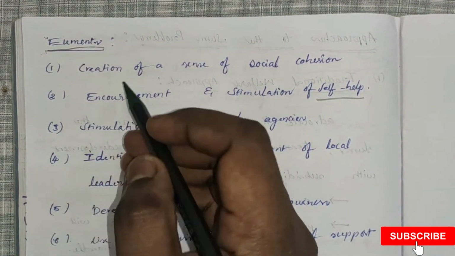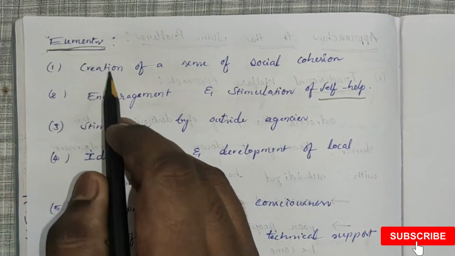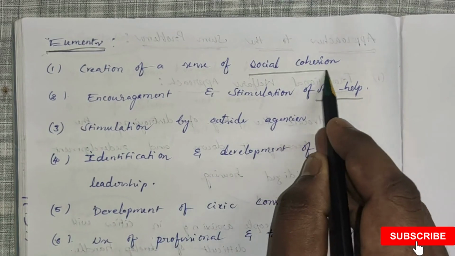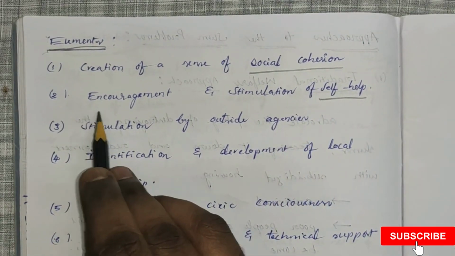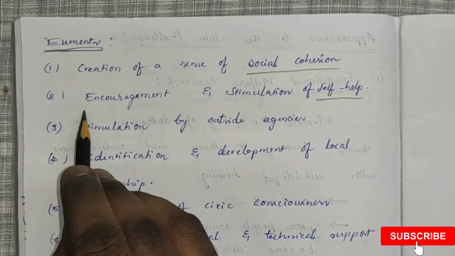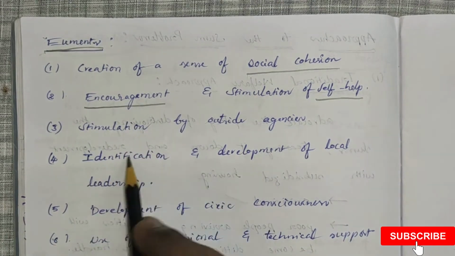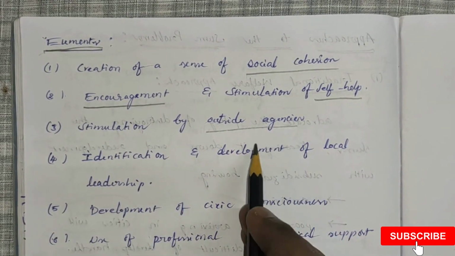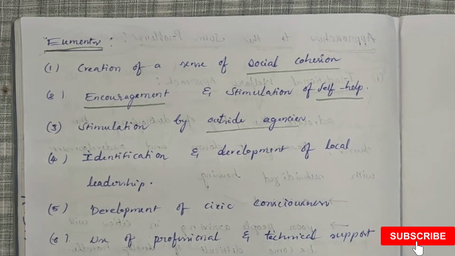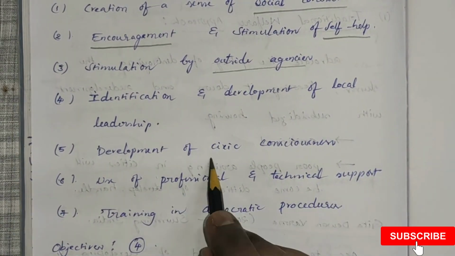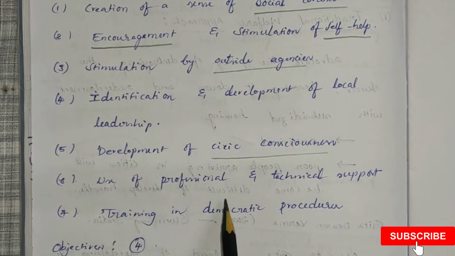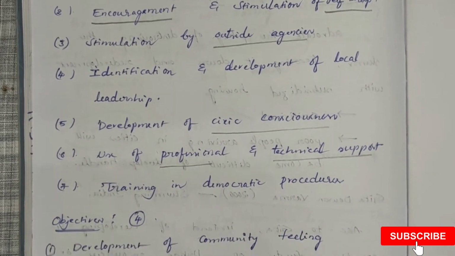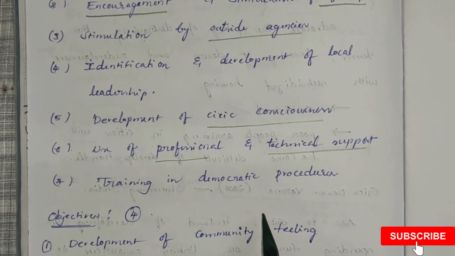So we need a few elements to follow those fundamental ideas. One is creation of a sense of social cohesion, social bonding between the slum dwellers. Encouragement and stimulation of self-help. Encouragement is needed from the outside agencies. Identification and development of local leadership, and development of civic consciousness. Use of professional and technical support, and training in democratic processes.